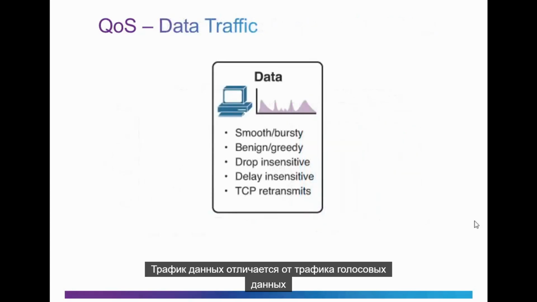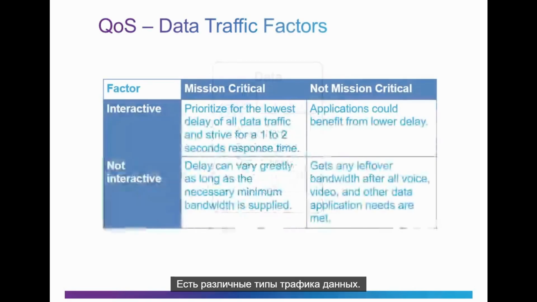Data traffic is different from voice and video traffic in that it's generally not as demanding. Also, a lot of data traffic is sent with TCP applications, which can retransmit and are therefore insensitive to drops and delays. There are different types of data traffic. There is mission-critical data traffic and non-mission-critical data traffic, interactive traffic and non-interactive traffic.